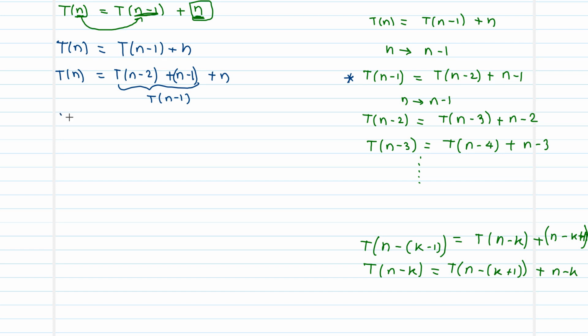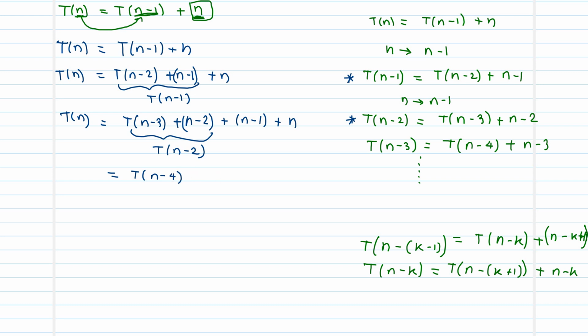Now this T of n minus 2, I have to replace with the T of n minus 2 we got here. So I'll go here now, T of n minus 3 plus n minus 2. So this is for T of n minus 2, and what are the remaining terms from the previous step? That is n minus 1 plus n. So this term will become T of n minus 2. So now if I go further, T of n minus 4 plus n minus 3 plus n minus 2 plus n minus 1 plus n. And now what is this term? That is T of n minus 3.